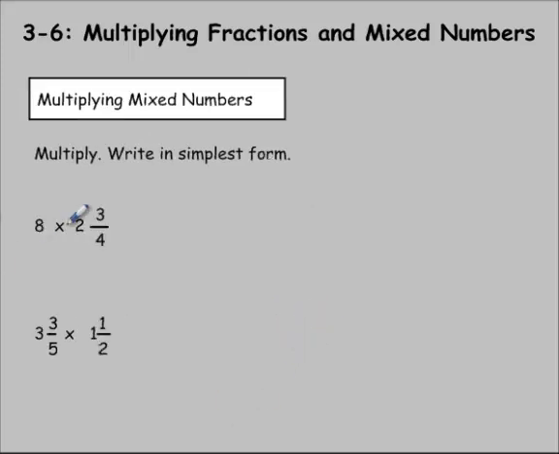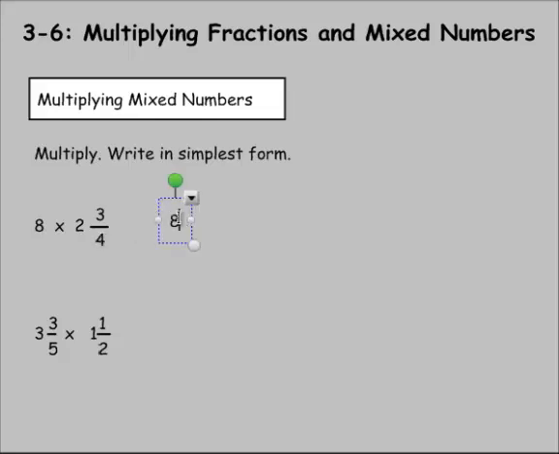Now let's do these ones. We have 8 times 2 and 3/4. For these mixed numbers, it's really good to turn them into an improper fraction before we begin. So let's do a little bit of math to do that. You have to multiply the whole number times the denominator, then add the numerator. That's the formula. So if we do 2 times 4, that'll give you 8, then plus 3 left over would be 11. And then you keep the denominator.